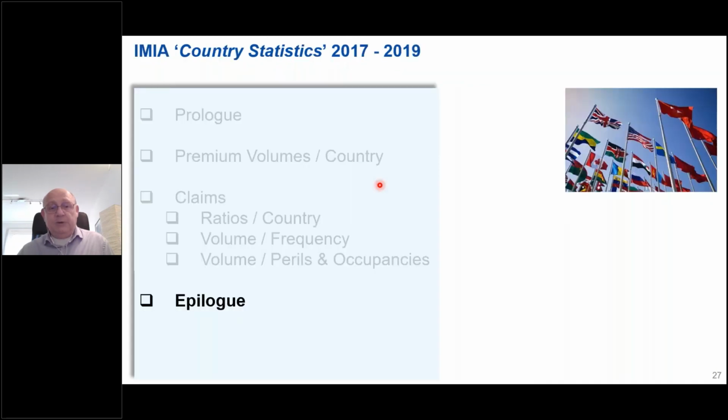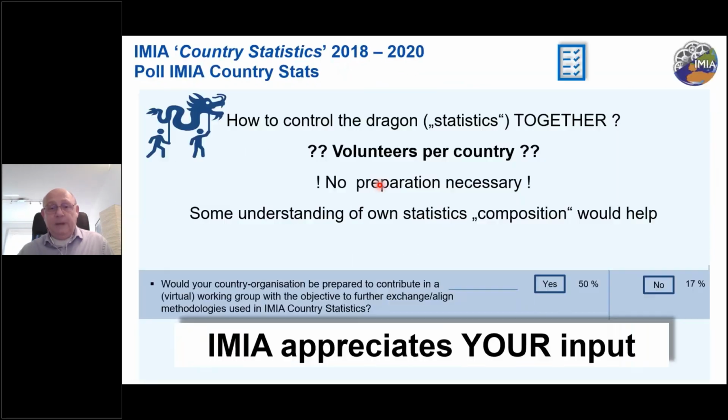Yeah, that brings me to what I call the epilogue. Coming back to the query I did in the beginning, the poll about what can we learn from the IMIA statistics, what can we not learn from the IMIA statistics. So my challenge to all of you is, of course, I dare to phrase it, how to control the dragon together, the dragon of statistics.